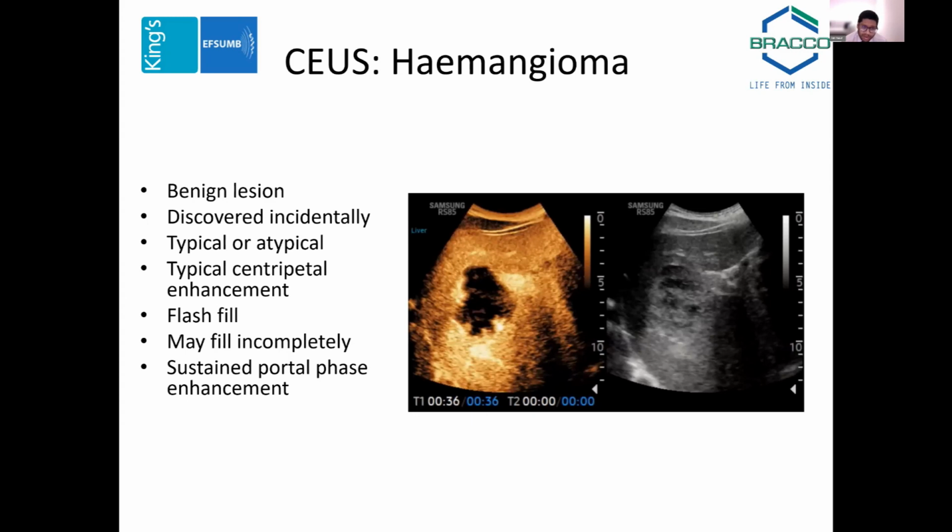However, as they grow larger, they may become indeterminate. It may become more heterogeneous. And I think you'd be brave on the B mode imaging to say that this is a hemangioma, and the lesion that we can see in the video. But when you administer contrast enhanced ultrasound, they have a very typical appearance.